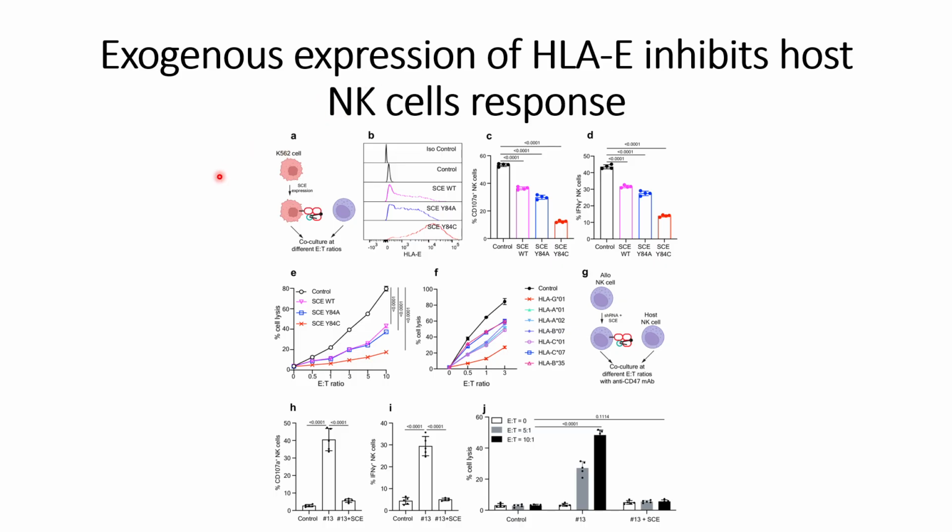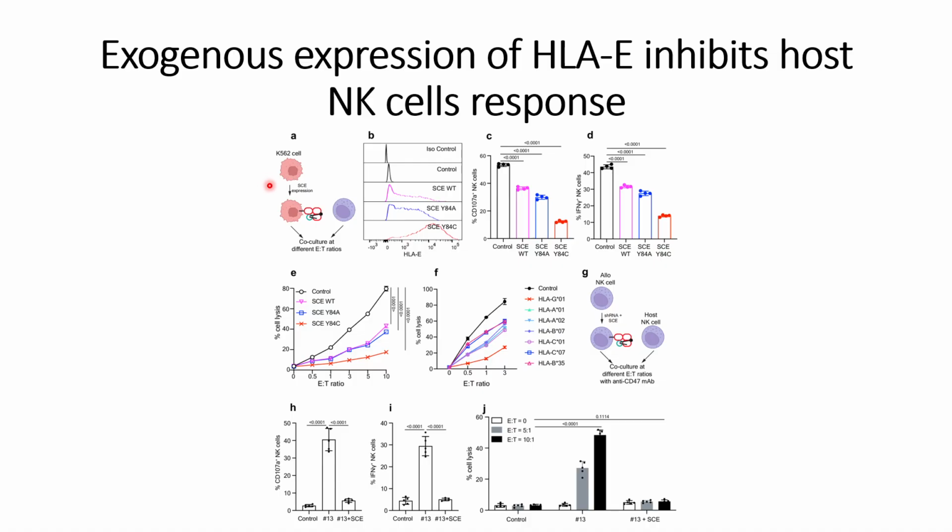So they found that the tyrosine in the sequence is at position 84, and they mutated tyrosine with alanine and also with cysteine. Their first experiment is to co-culture cells expressing these different variants of their protein, which they call SCE, that we discussed in the first video of this paper, when we were discussing the first figure of this paper.